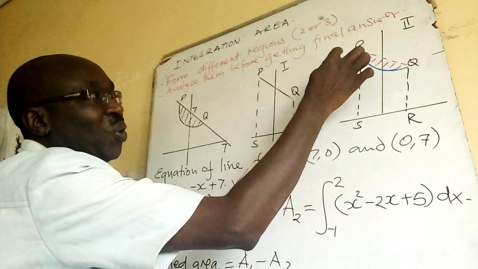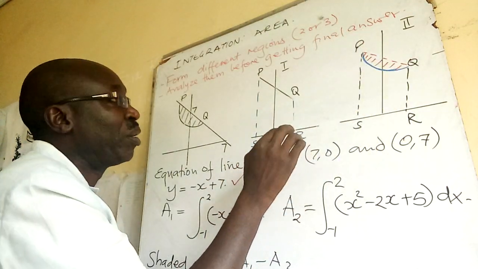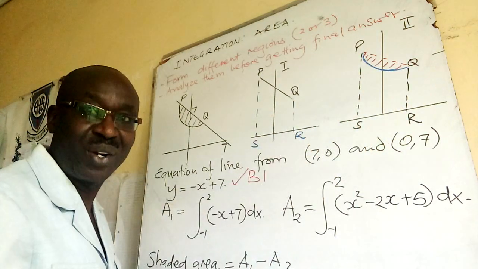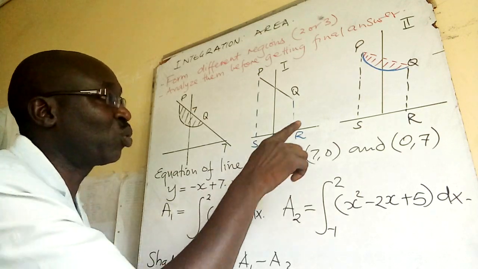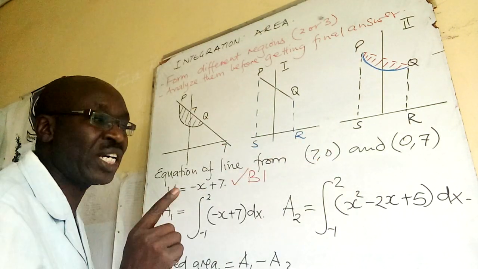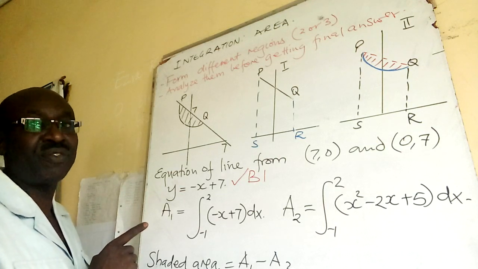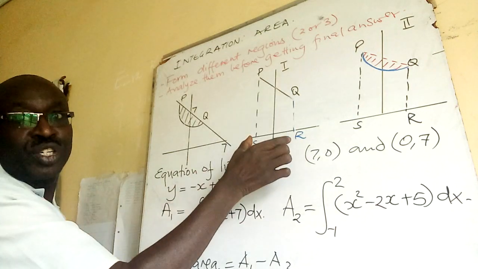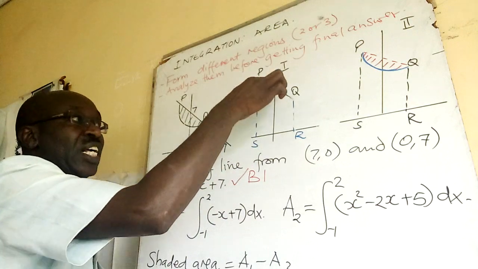You see? Now look at it nicely. The whole thing minus this part, you'll get the red one. Okay? That is what we are doing now. So what does it mean? Here, I have to get the limits of my integration.